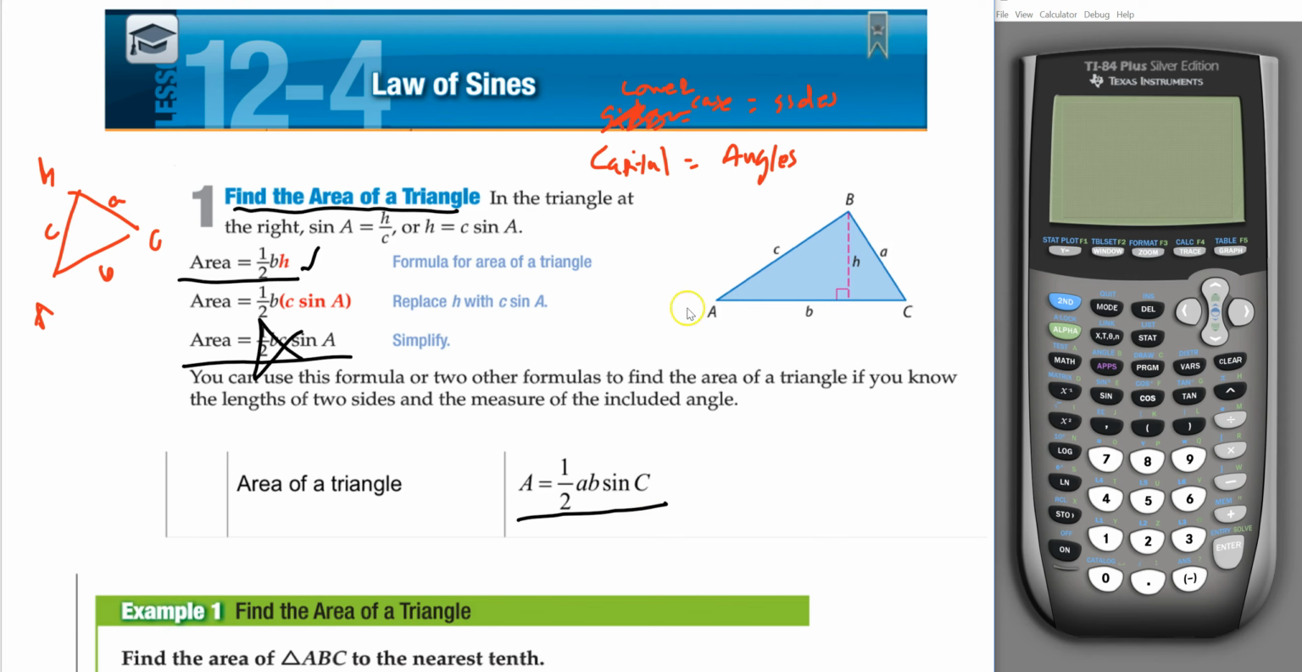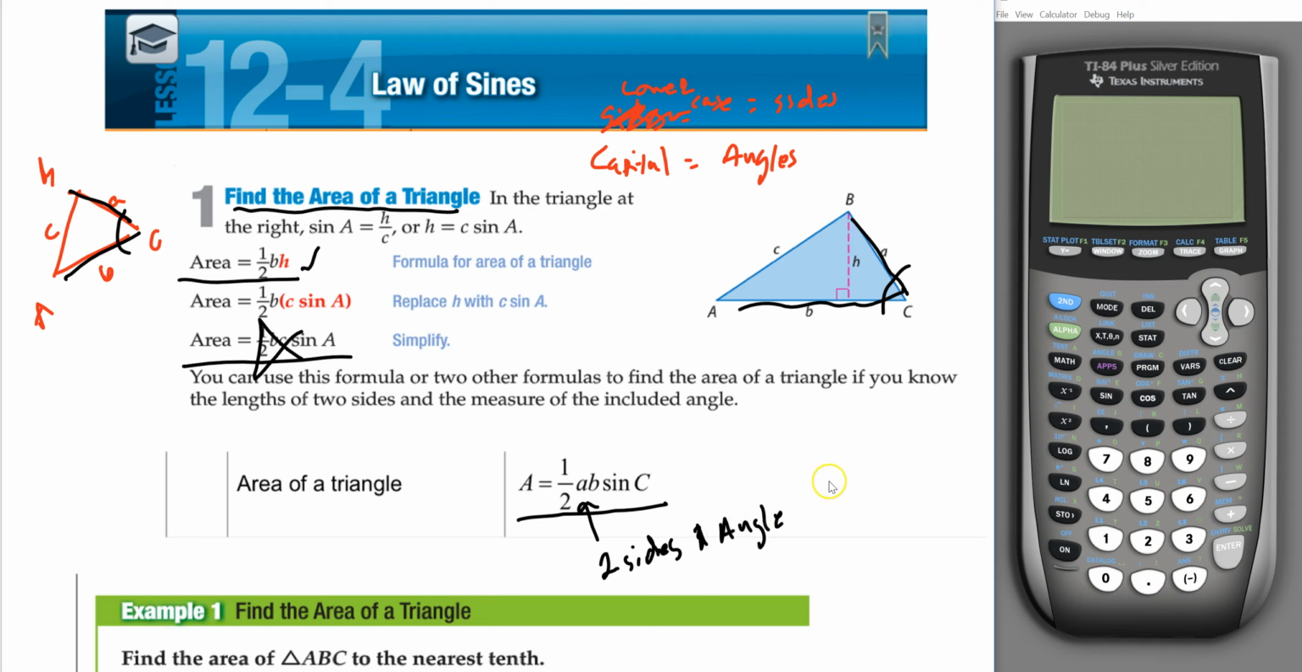Based on the thing we just talked about, notice how it's 2 sides. a and b are both sides. And see how it's sine C? Look at all the things we're doing. Here's a and here's b. There's sine C in between the two. So it's 2 sides and the angle in between.